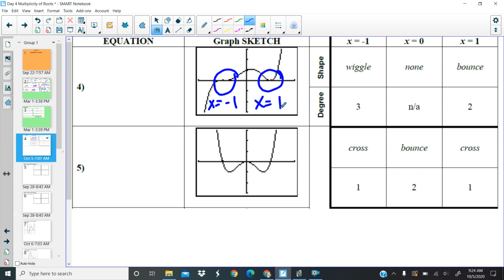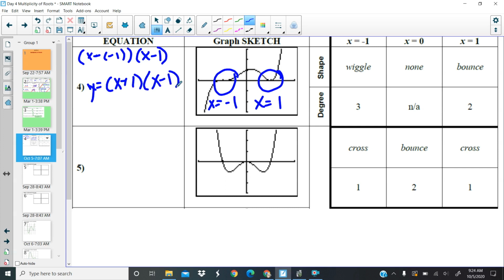Then I want to write out these factors. For my factors, I'm going to have x minus each of my zeros. So I would have x minus -1, and x minus +1. Simplifying that, x minus -1 is written as x plus 1, and my x minus 1 just stays x minus 1.